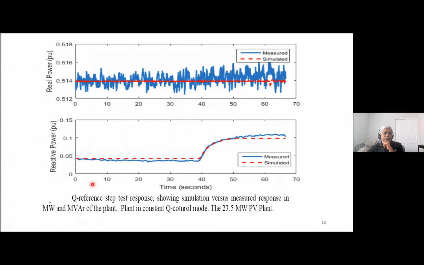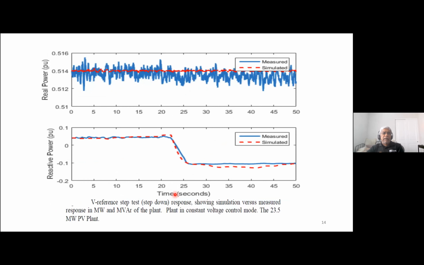So here they change the reactive power reference. It's a step response. Everything is stable. There is a sudden step response, and then you see the measured response in the reactive power output and the active power output. The scale is very small, so it looks like this deviation is large, but in fact the deviation is very, very small. And the same thing with the change in voltage set reference. There's a step down, and again the tracking is excellent.